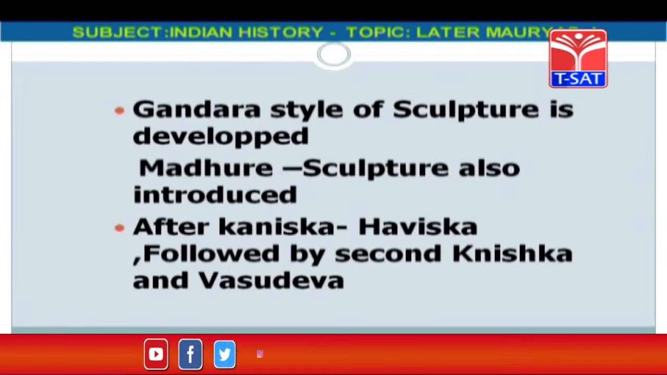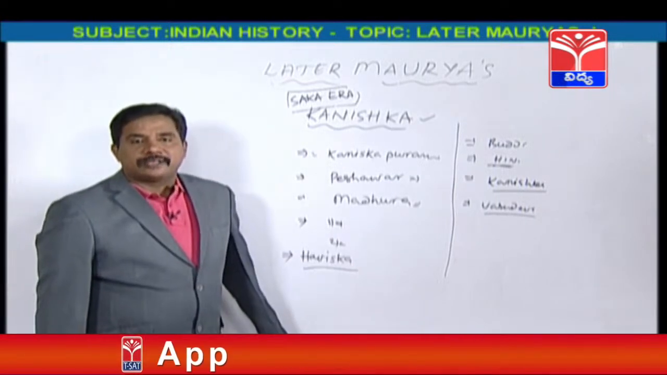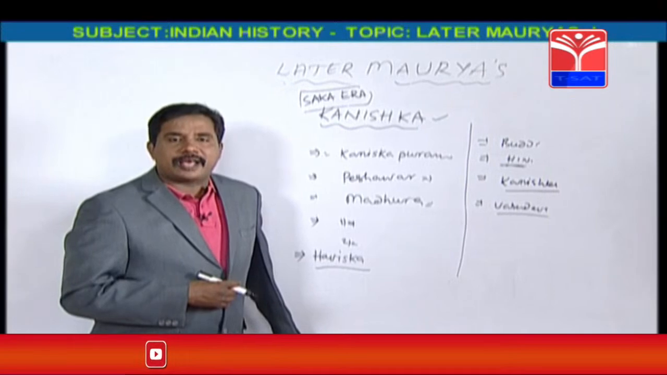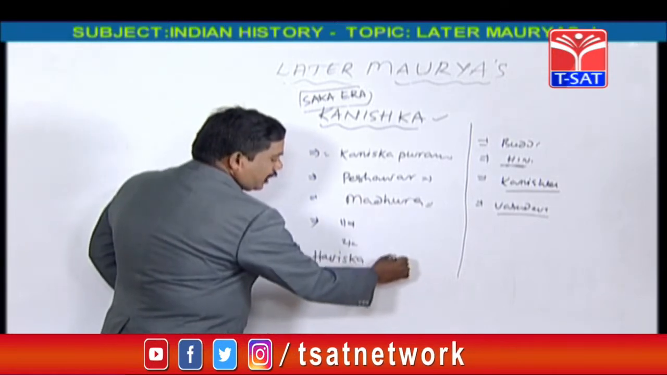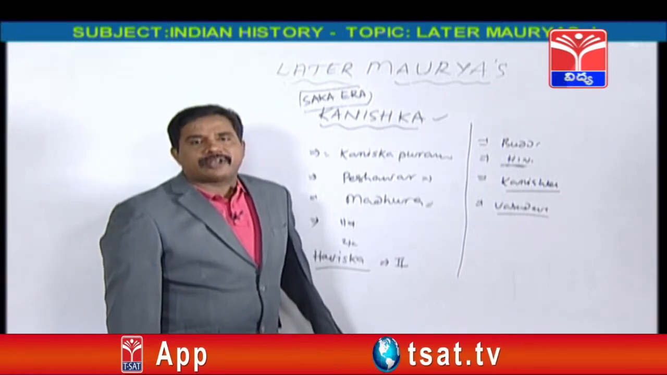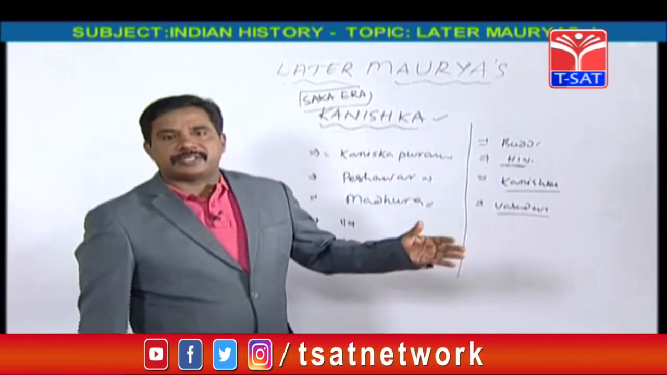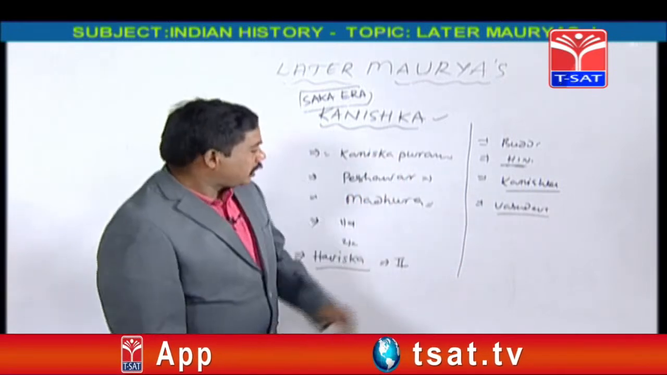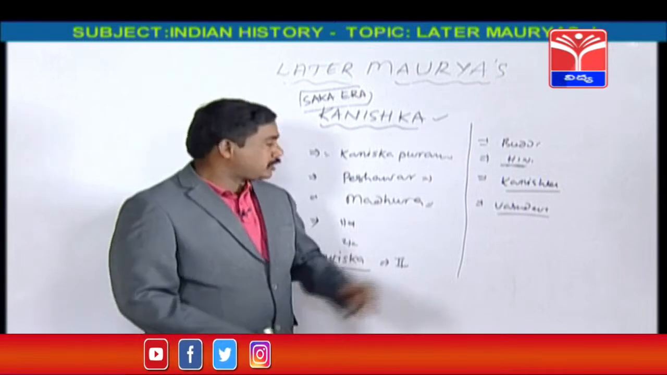After Kanishka, we have a king who is described in the Rajatarangini. After him, we have the second Kanishka. And the last one among the Kushans is Vasudeva. He was defeated by the Persians, and the kingdom ruled by the Kushans was given to the Persians. So in the Vasudeva period the Kushan dynasty declined. That's why the last king in the Kushan dynasty is Vasudeva.